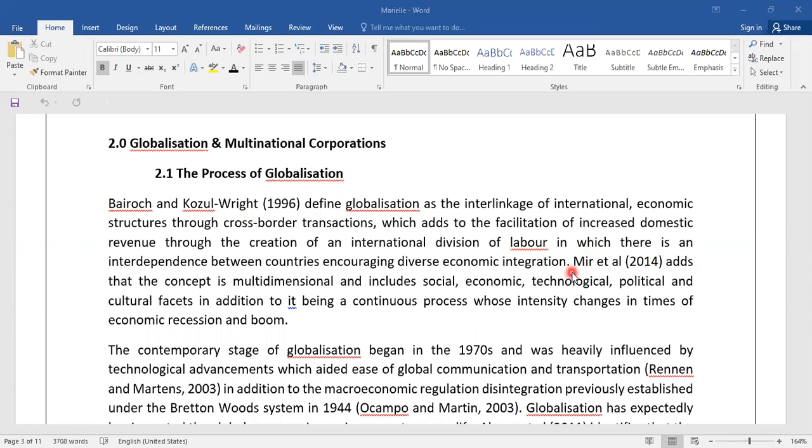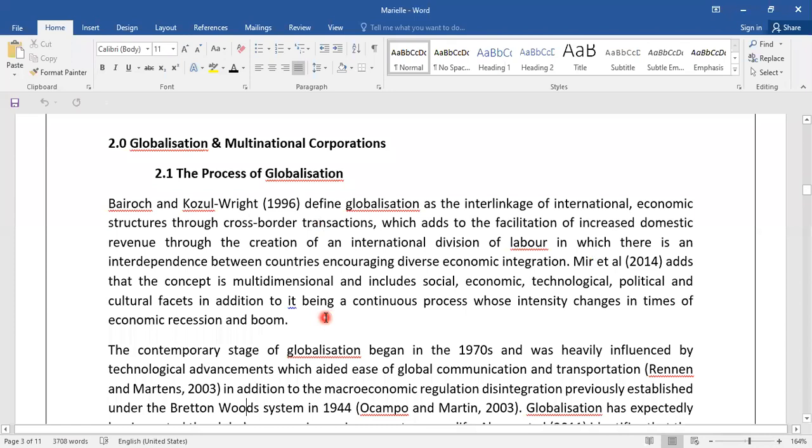So it should be "Marielle et al. add that this concept is multidimensional and includes social, economic, technological, political, and cultural facets, in addition to it being a continuous process whose intensity changes over time and so on." So I like this paragraph for two reasons. Firstly, she clearly defines what globalization is, and she says that there are different dimensions or forms of globalization, including social, economic, technological, political, and cultural. That was good. Let's move on to the next paragraph.